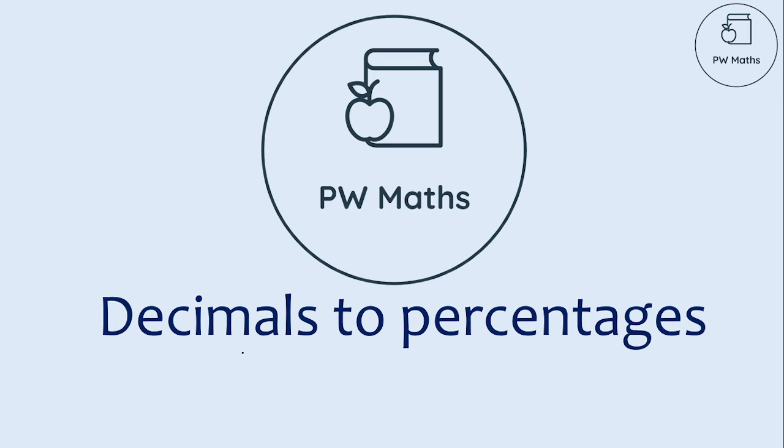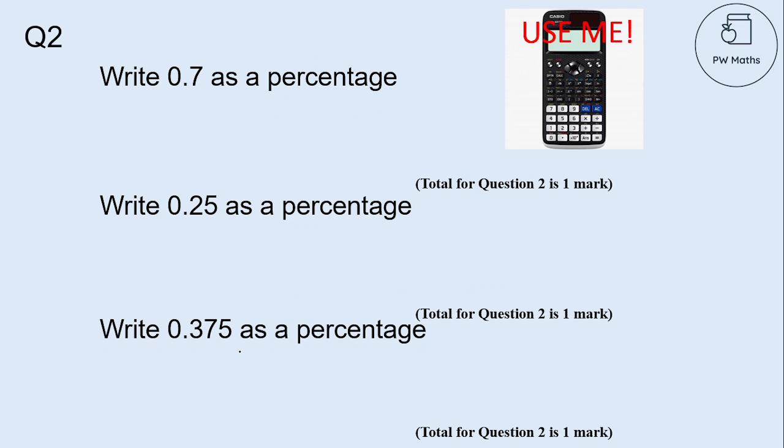Now looking at decimals to percentages. So this is a calculator paper, so if you were having to turn a decimal into a percentage, I would recommend that you use your calculator. And to do that, all you need to do is take your decimal and multiply it by 100, because percentage is always out of 100. So 0.7 times 100 is going to give me 70%.